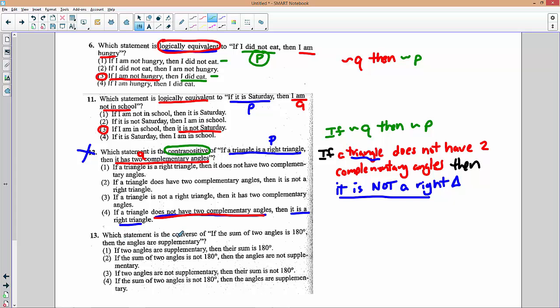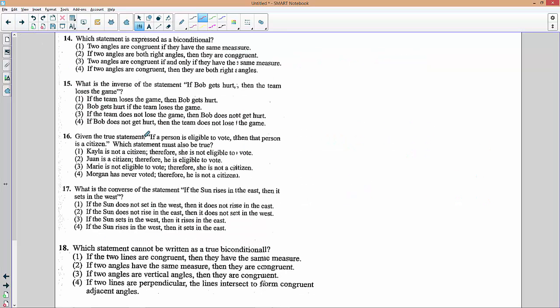Okay, number 13. Which statement is the converse? The converse is we swap the P and Q, right? So I'll underline P and Q again. So the P is the sum of 2 angles is 180, and the Q is the angles are supplementary. So we're looking for that to lead. So if 2 angles are supplementary, then their sum is 180. We're looking for that, and that's actually number 1. Okay, converse. All right, let's move on to 14. Which statement is expressed as a biconditional? Again, we're looking for that keyword, if and only if. There it is. So that's number 3.